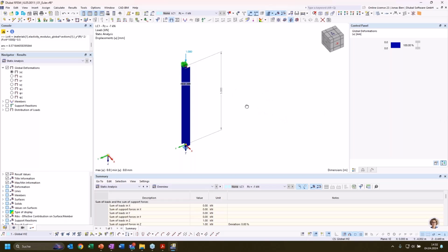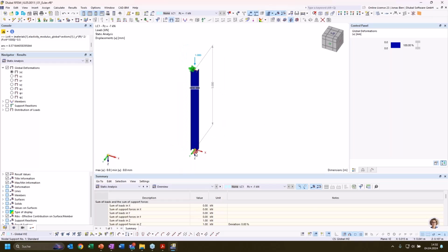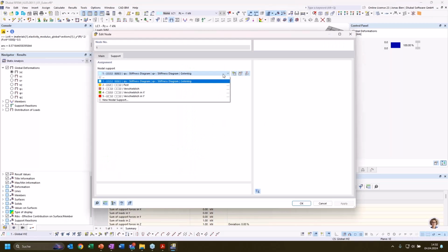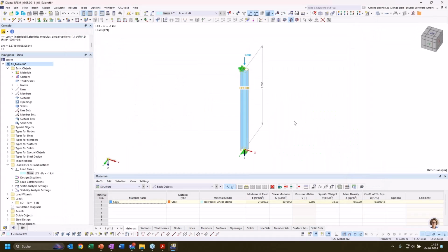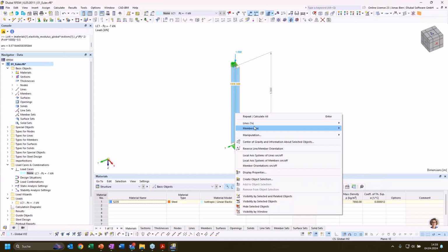Okay, then one last thing to finish this simple example here. Let's delete this nonlinearity and see what happens if we divide this member in half.